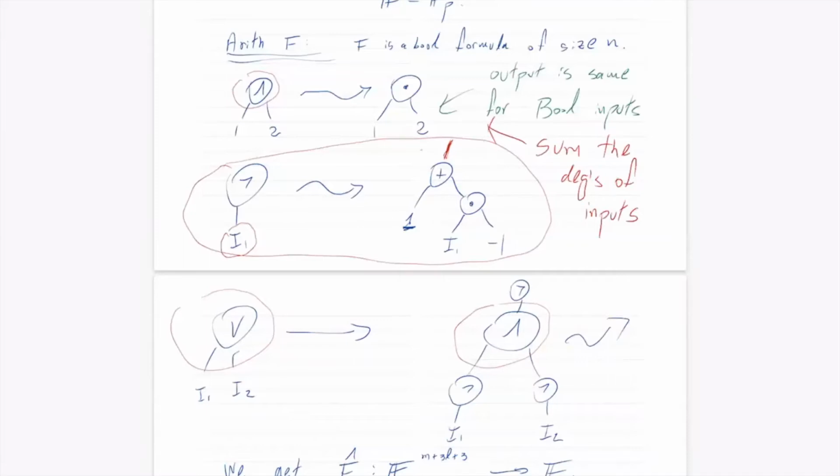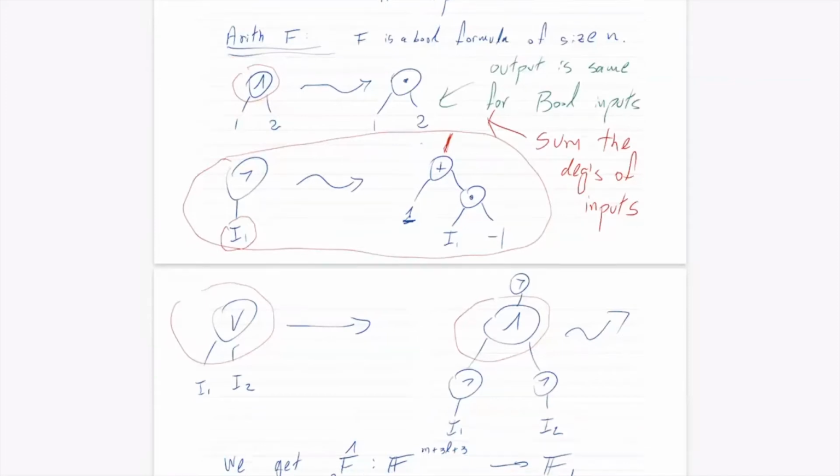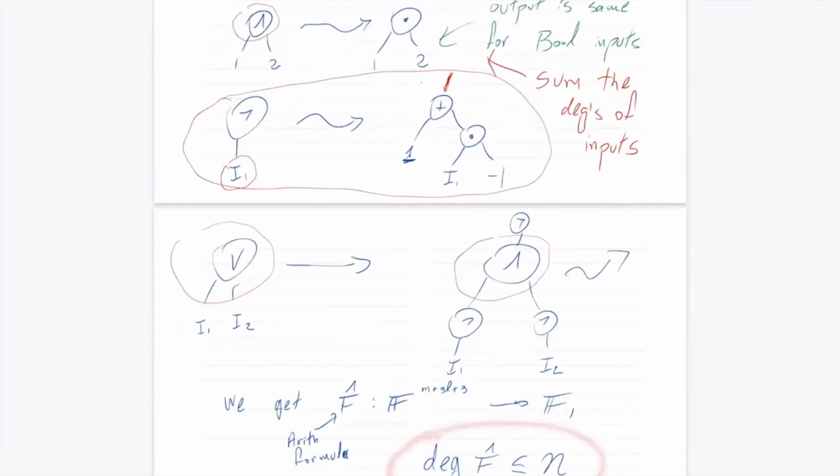And if we assume by induction that the inputs are polynomials of degree bounded by the size of these sub formulas, then after multiplication I get a polynomial whose degree is the sum of these, which is bounded by the size of this new sub formula. Right, so by induction, the degree of the new arithmetic formula is bounded by the size of the original formula. Is this okay so far?